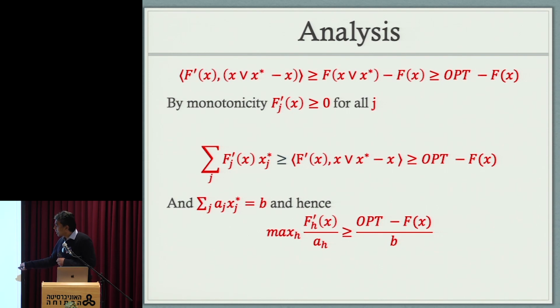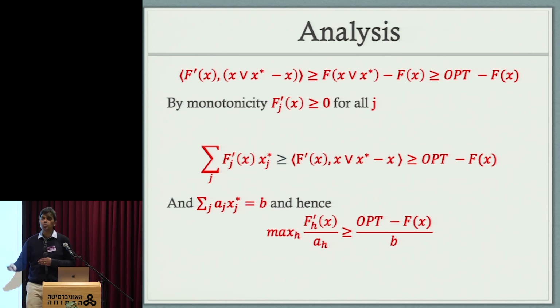What you can argue is that the ratio of the maximum gradient over a j is bigger than opt minus f of x over b. This should remind you very much of the discrete greedy algorithm, right? The bang for buck I get is at least the residual value divided by the knapsack capacity. You're getting this in the continuous world. So once you have this inequality, you will get 1 minus 1 over e.